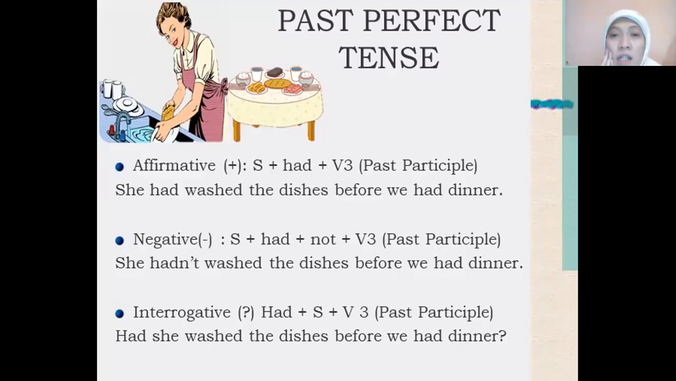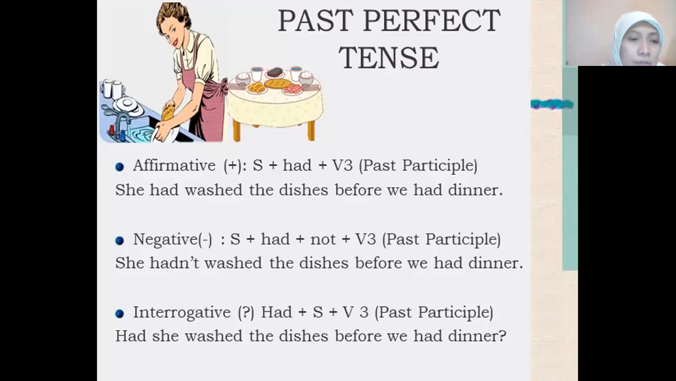Now, let us overview again about the formula. For the positive or affirmative sentence, the formula will be subject, had, and verb 3. For example, subject she had, verb 3 washed. She had washed the dishes before we had dinner.